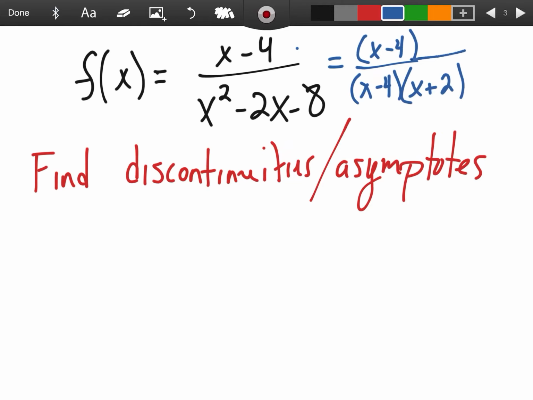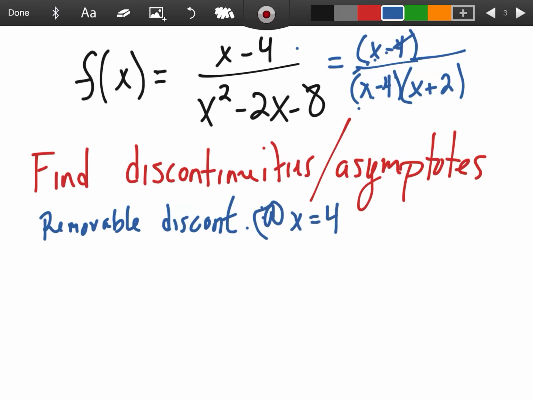Well, when we talked earlier about these kinds of functions, we could cancel those out, but it's important to understand there is going to be a removable discontinuity there. So we have a removable discontinuity at x equals 4, because if we were to plug in 4, we would get 0 divided by 0. That is a removable discontinuity at that value.